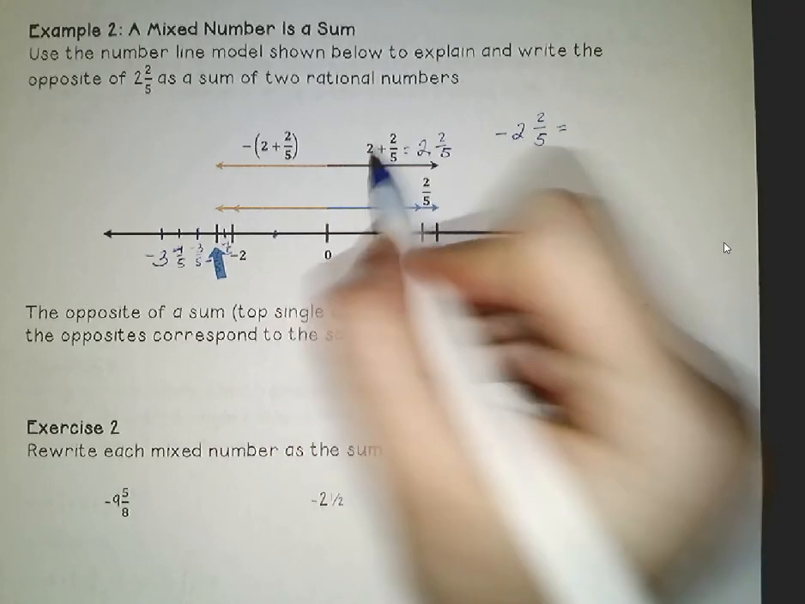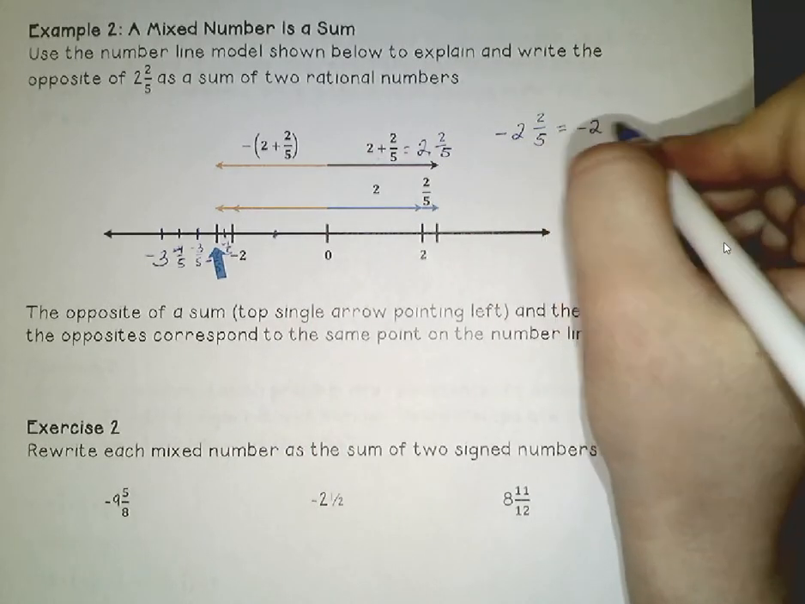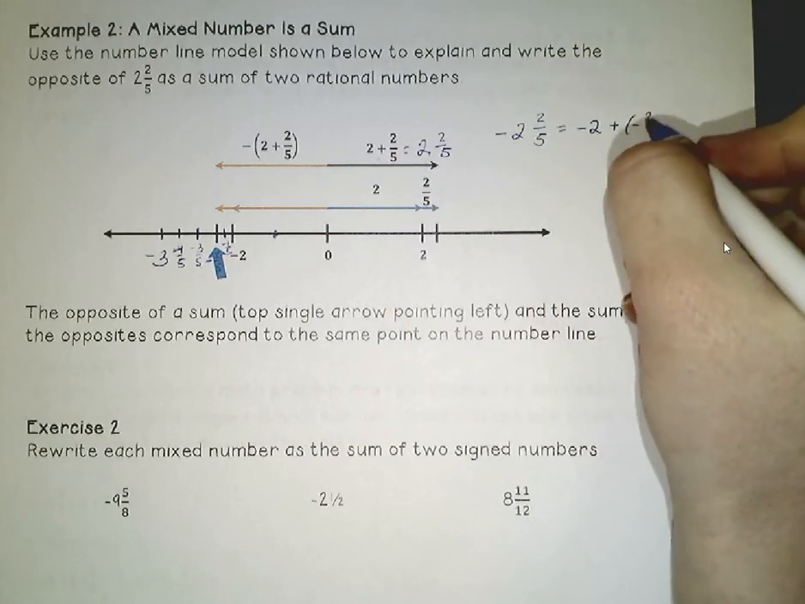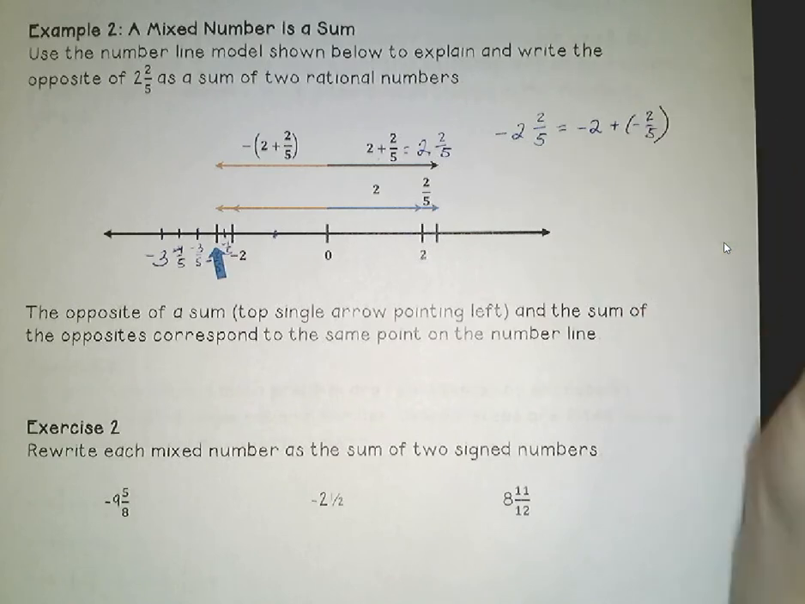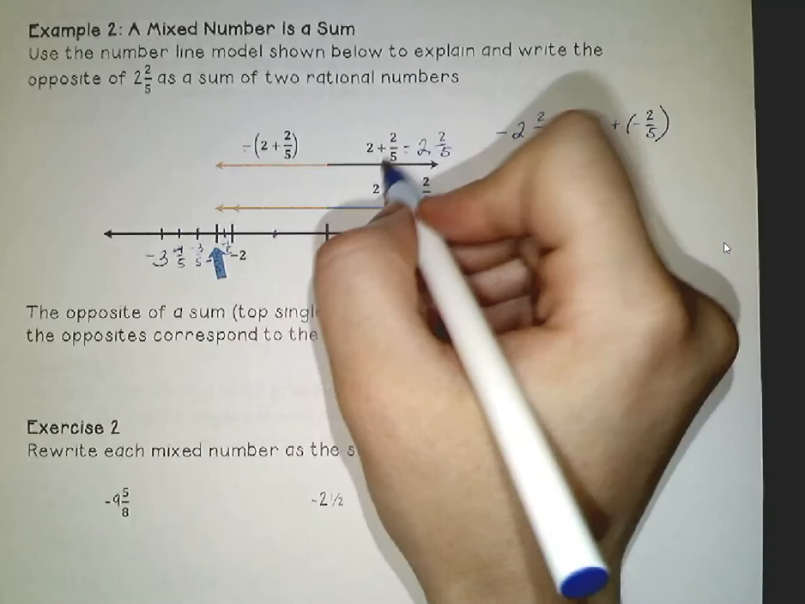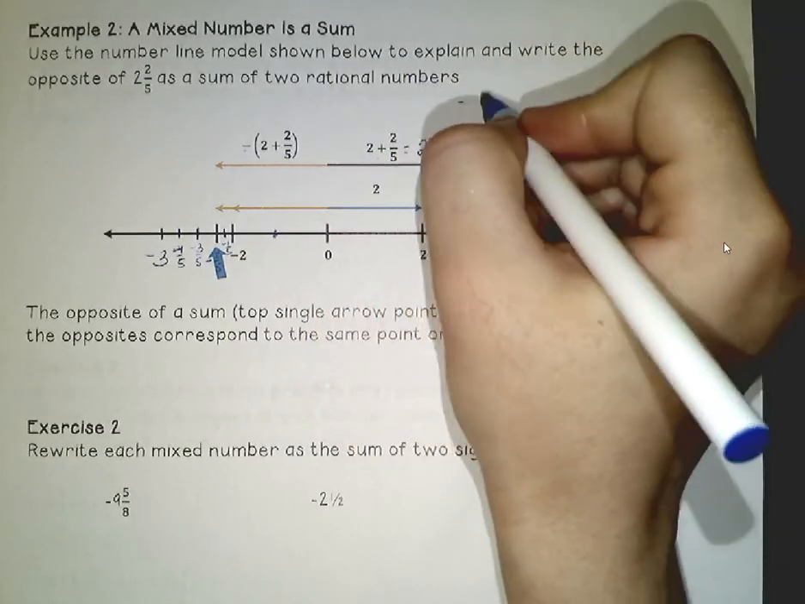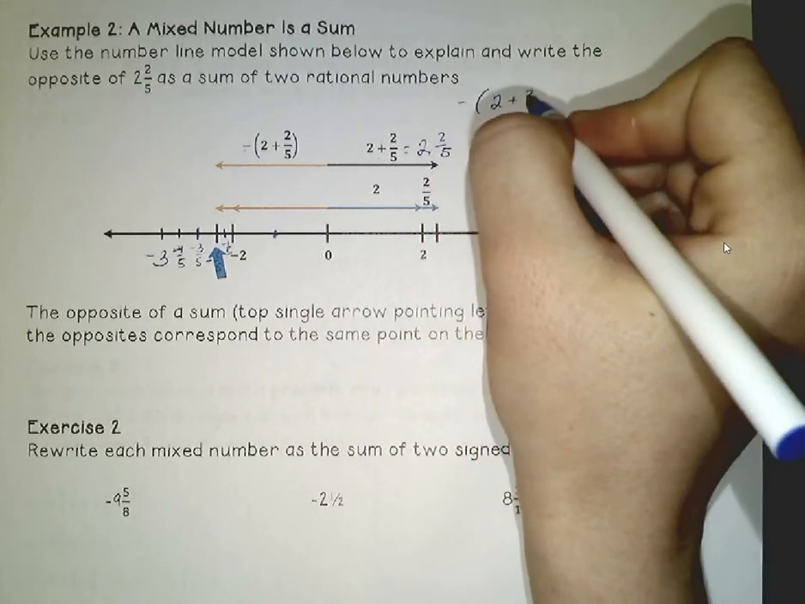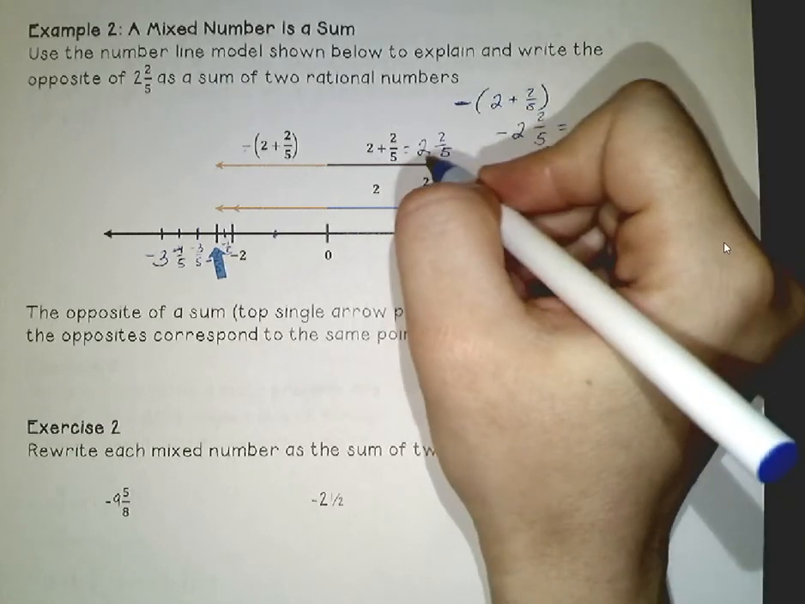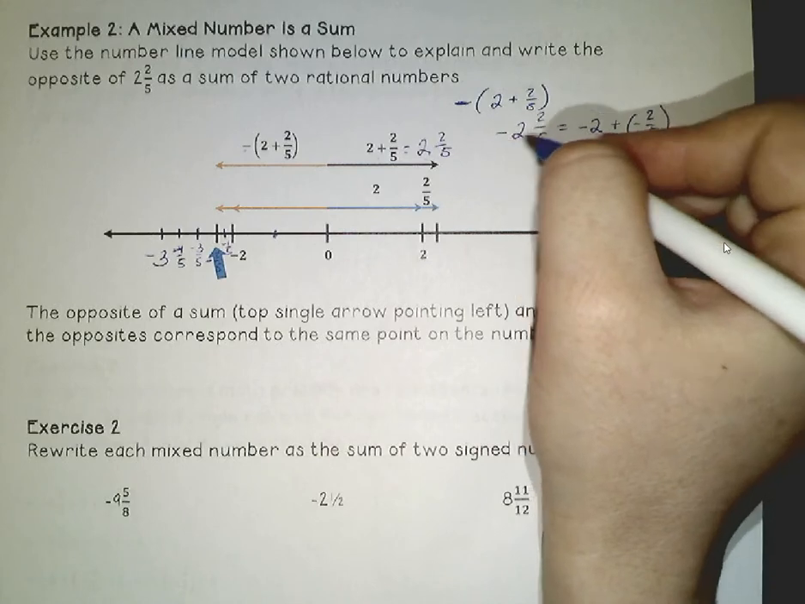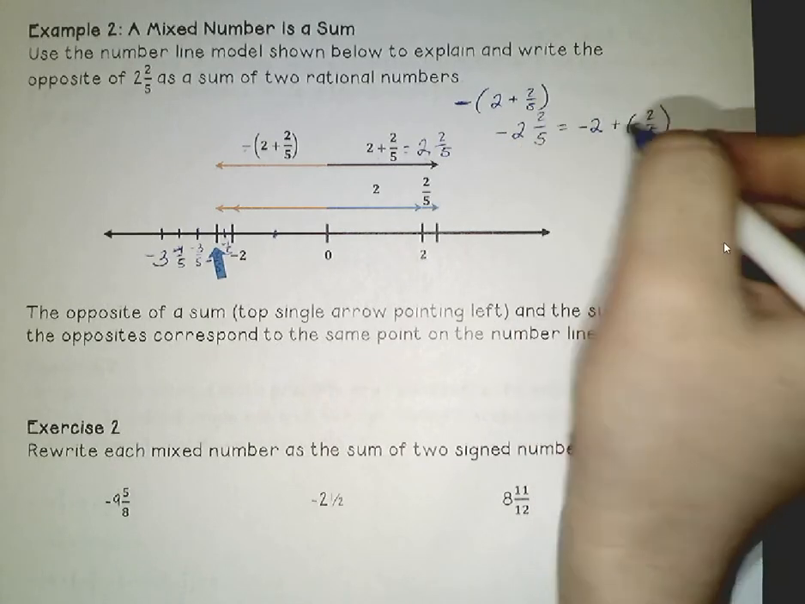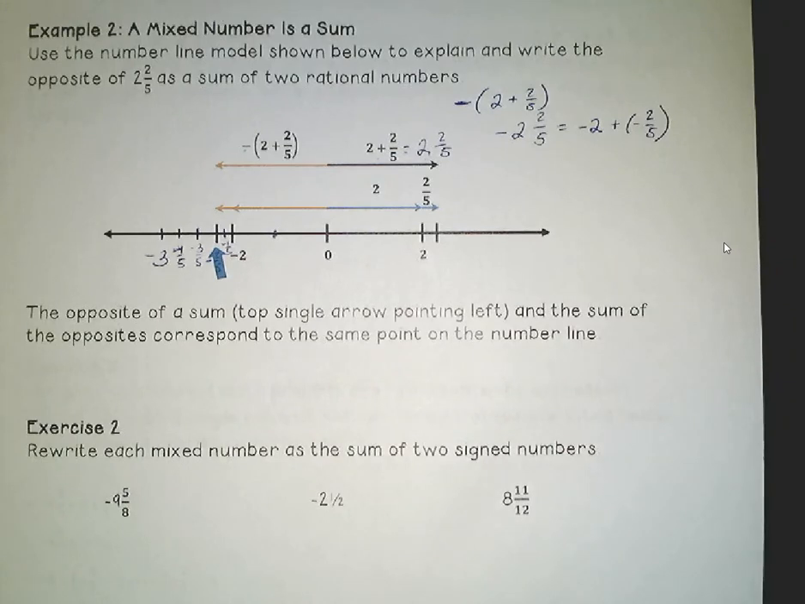What is the opposite of 2? Negative 2. What is the opposite of 2 fifths? Negative 2 fifths. Right? So the opposite of this sum, negative 2 plus 2 fifths, is the sum of the opposite numbers. That's why we need this.